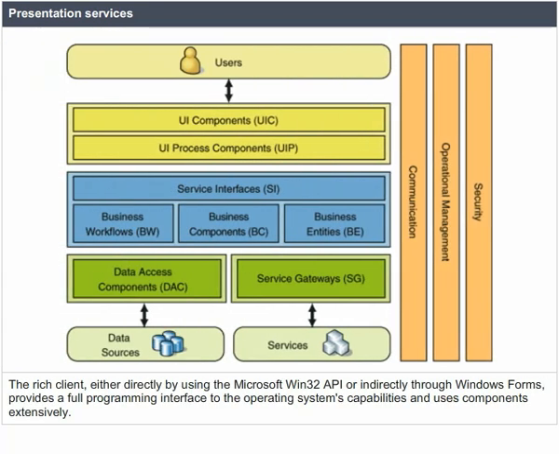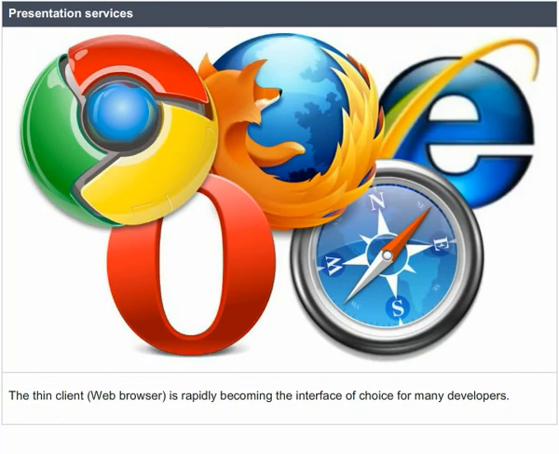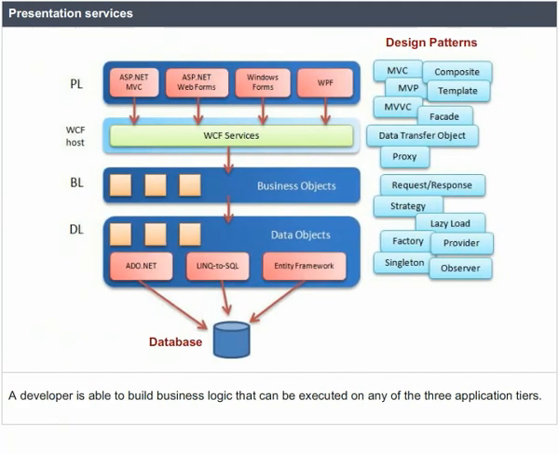The rich client, either directly by using the Microsoft Win32 API or indirectly through Windows Forms, provides a full programming interface to the operating system's capabilities or uses components extensively. The thin client web browser is rapidly becoming the interface of choice for many developers. A developer is able to build business logic that can be executed on any of the 3 application tiers.